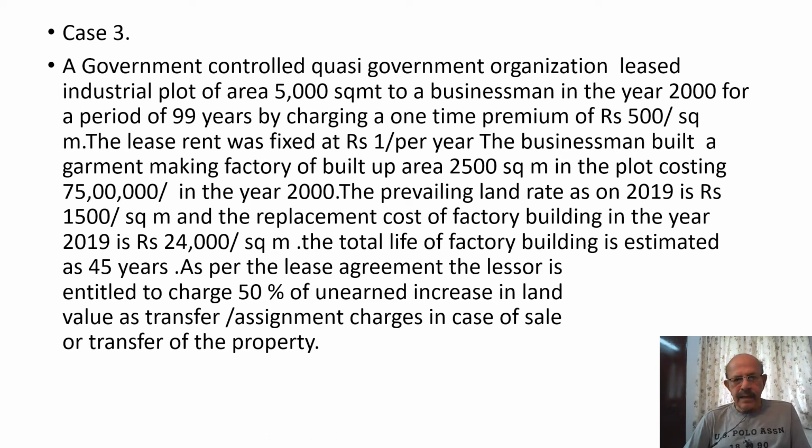The prevailing land rate as on 2019 is rupees 1,500 per square meter, and the replacement cost of the factory building in the year 2019 is 24,000 per square meter. The total life of the factory building is estimated as 45 years. As per the lease agreement, the lessor is entitled to charge 50% of the unearned increase in land value as transfer assignment charges in the case of the sale or transfer of the property.